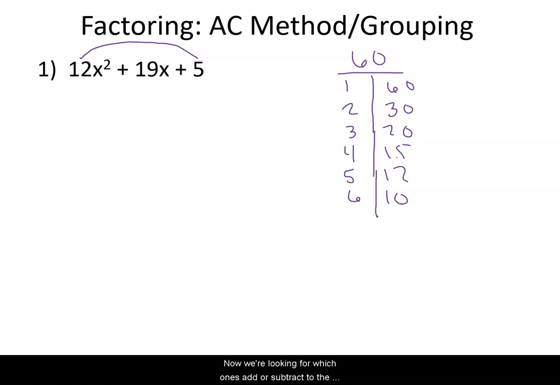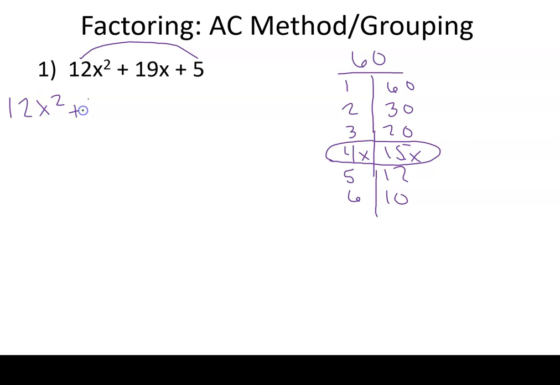Now we're looking for which ones add or subtract to the middle number. So which ones add or subtract to 19. From our list in our T-chart, 4 and 15 add to 19. As soon as I choose my group, I immediately put an X behind that number so I don't forget. Now, 4X and 15X are going to replace 19X. So I'm rewriting the middle, only the middle, to create 4 terms.